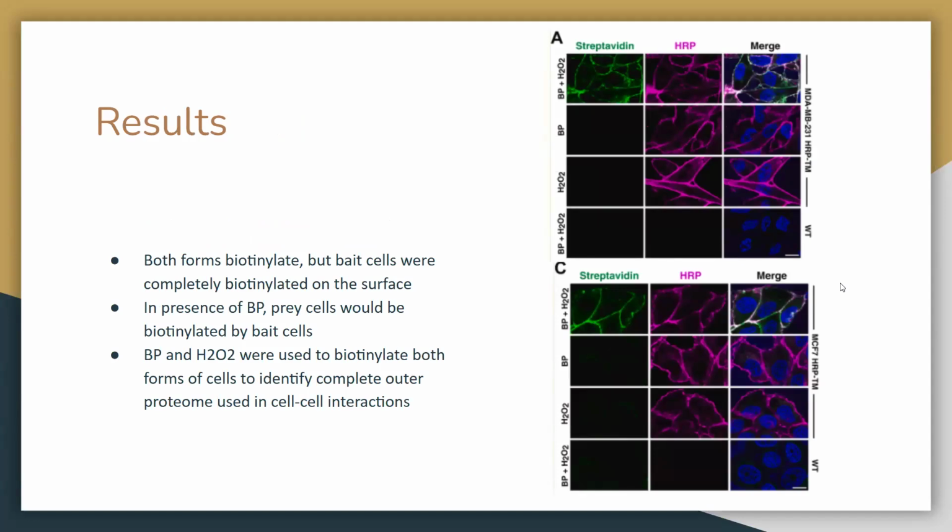Then we move to their results. First thing they noticed was that both forms of the proteins biotinylated, but the bait cells were completely biotinylated on the surface. They had a higher uptake of the HRP that allowed them to completely biotinylate, as opposed to the prey cells in their cultures that did not fully biotinylate.